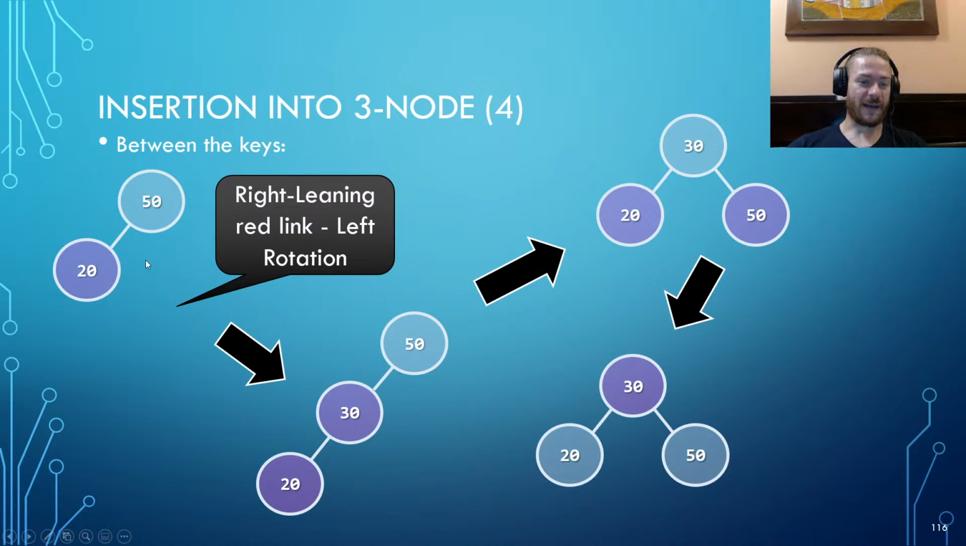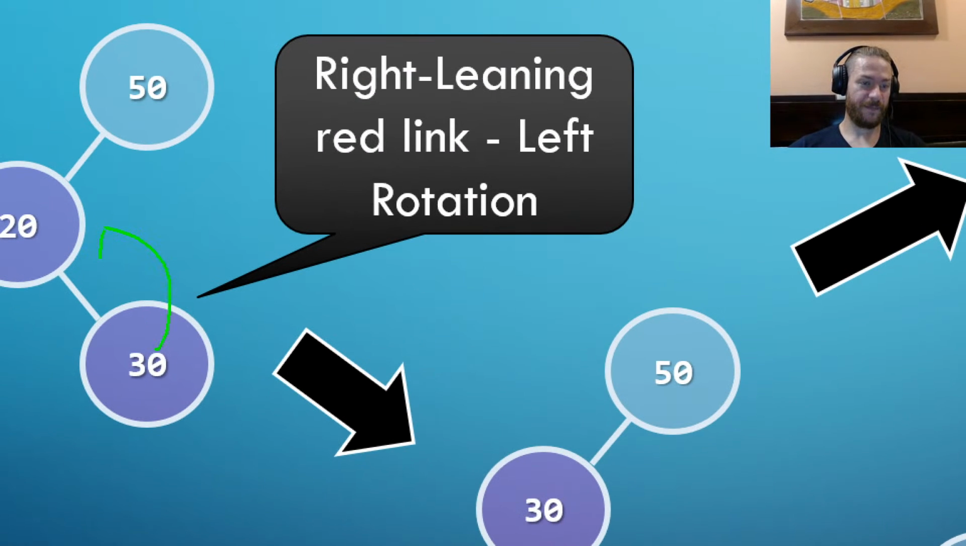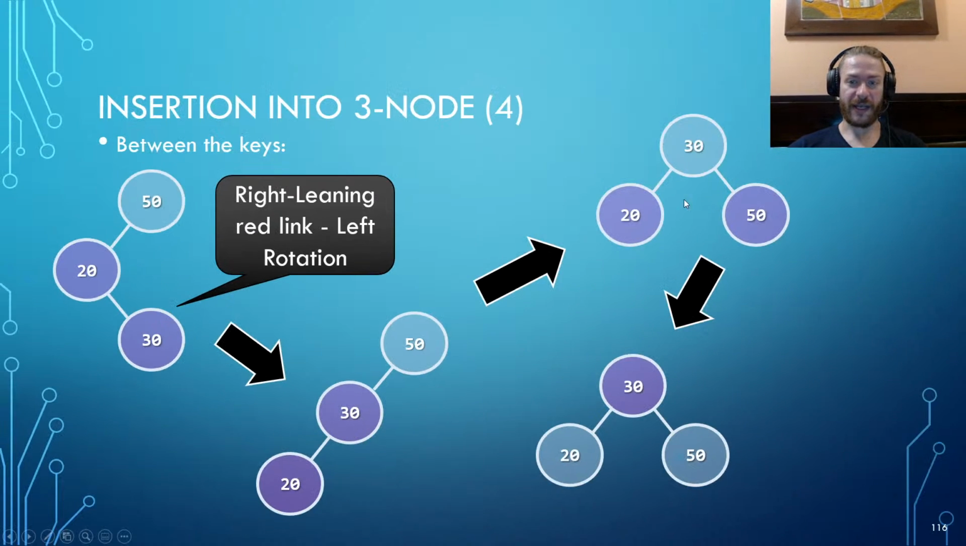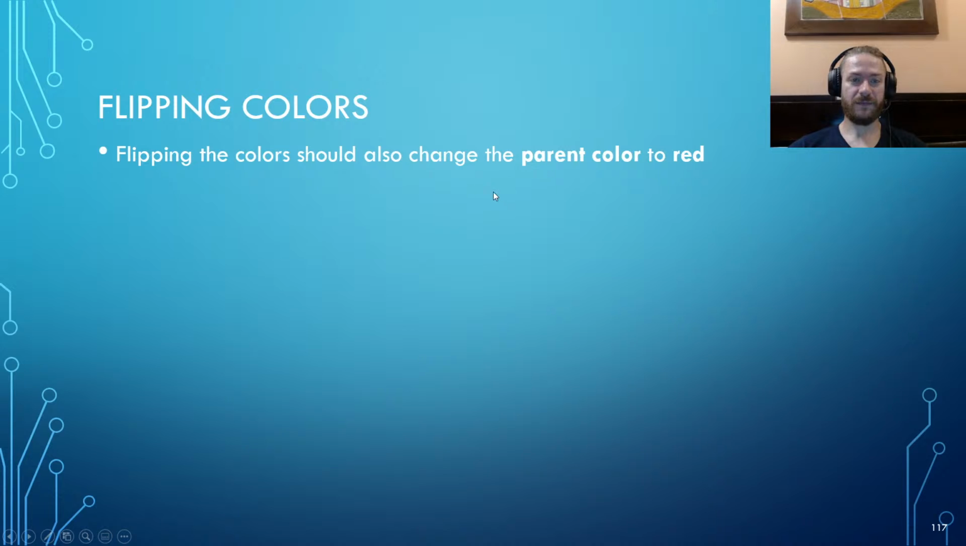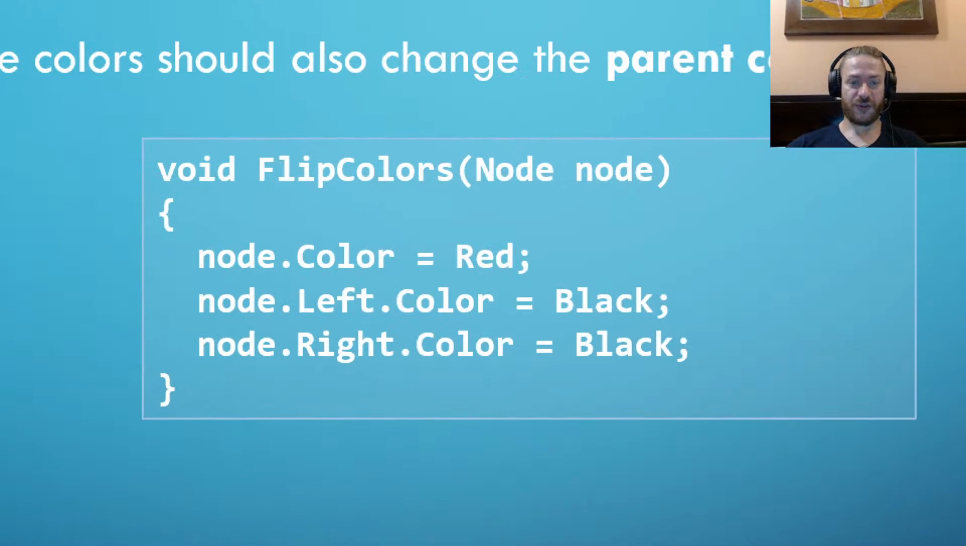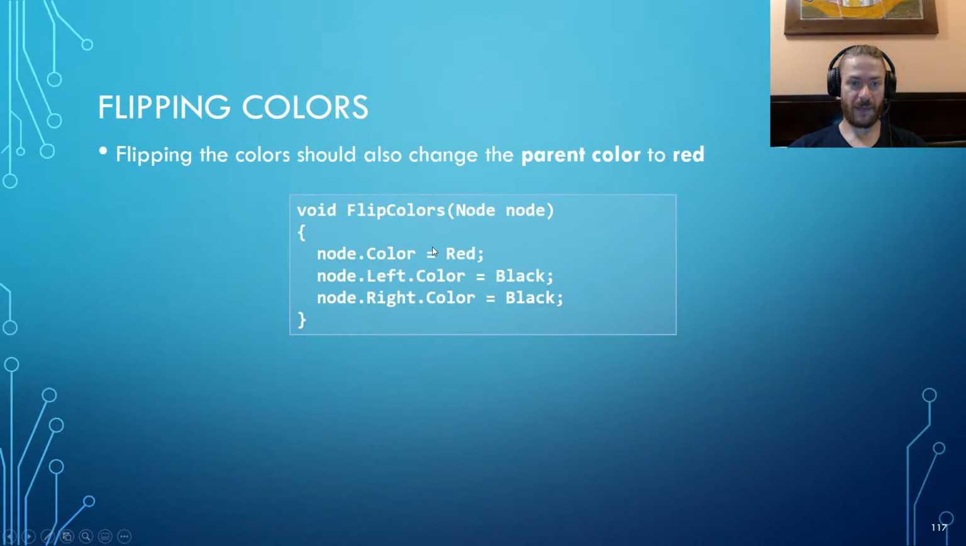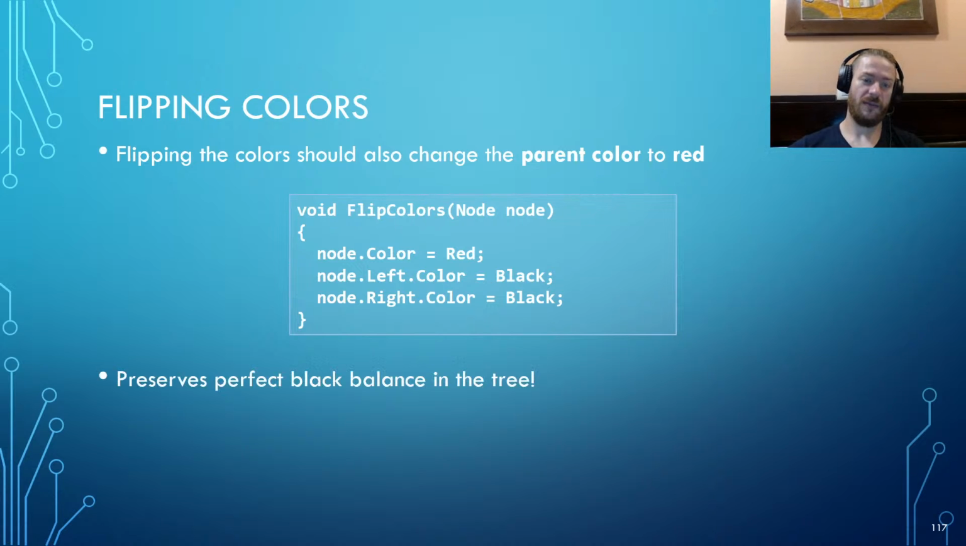So if we need to add something between 20 and 50, what we need to do is add it between them. Then rebalance and flip the colors. So we need to add 30 here. So we rotate 30, then rotate it again, and then flip the colors. Flipping the colors should change the parent color to red. But it's important to understand that if the parent is the root, it needs to be black.